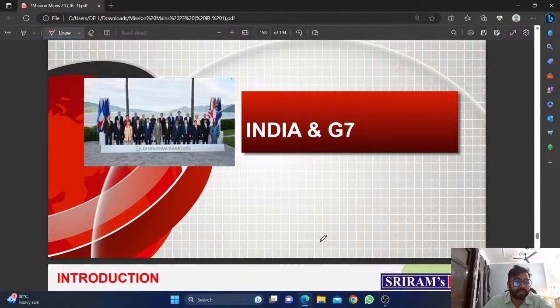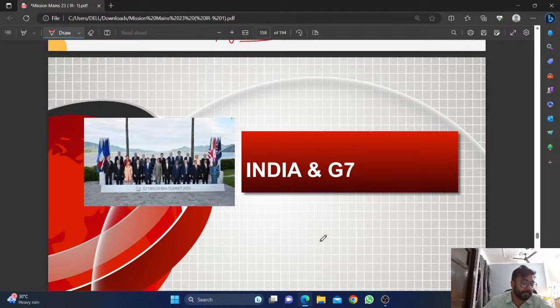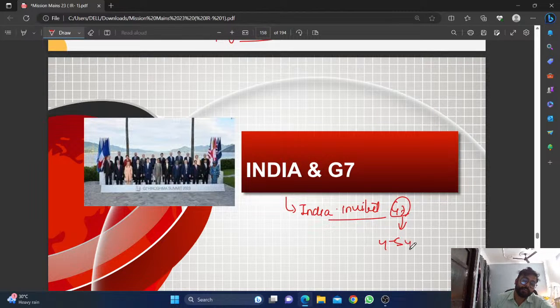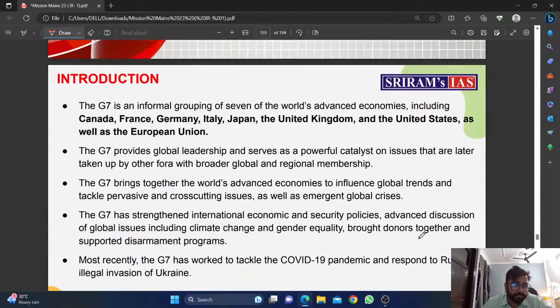Moving on, the next important organization is G7. G7 is also important, guys. Why? Because first of all, in G7, India is not a member, but India is being invited to G7 nations for the past 4 to 5 years; we are continuously attending. First let me tell you what a G7 nation is and then I will elaborate. Now, G7 is an intergovernmental group. It is an informal group of the world's most advanced economies.